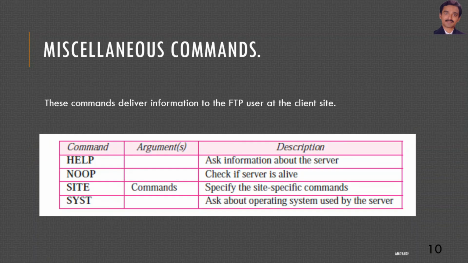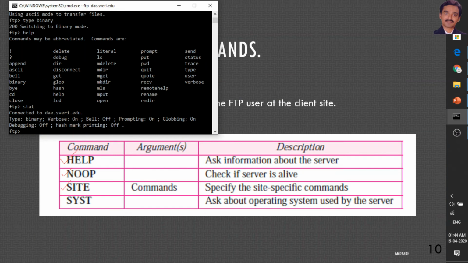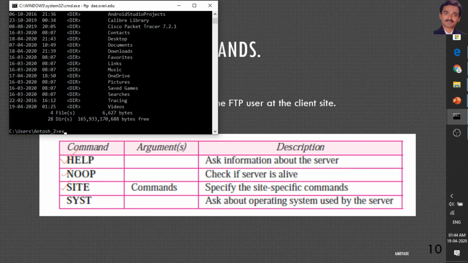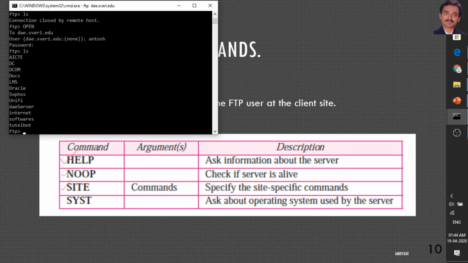Operating systems. Miscellaneous commands. As we discussed, help is available in both operating systems, and we can use one more command over here. If I want to temporarily jump to the local operating system, I can use the not command. It will jump temporarily to the local operating system. There I can check the directory. Again, if I enter the exit command, you see I can go back to the remote server.